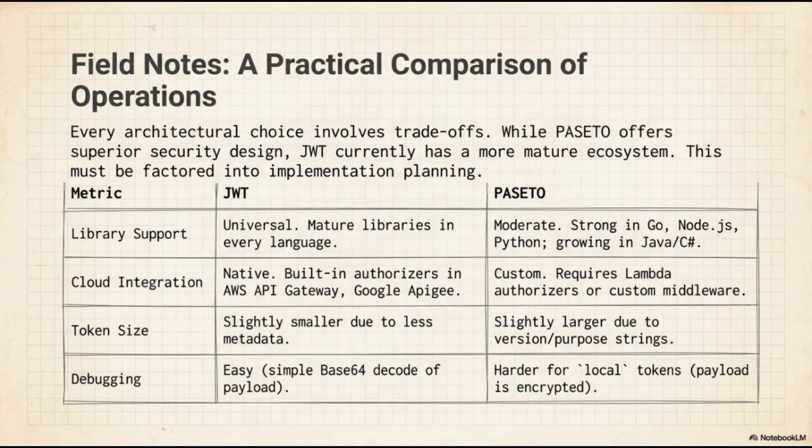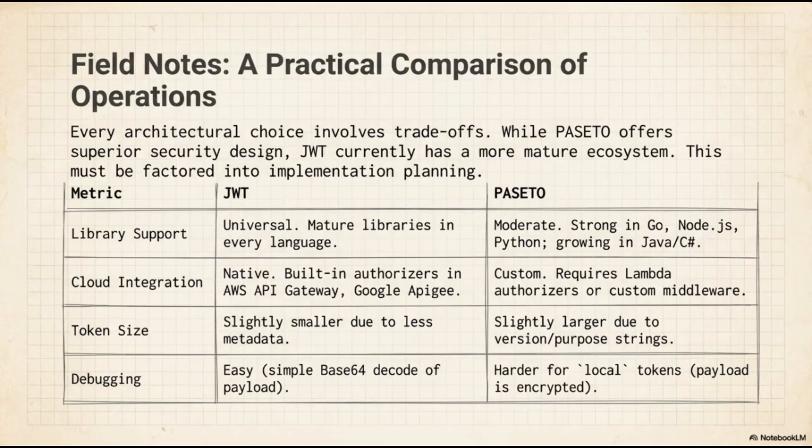This maturity extends to cloud integration. JWT is a plug-and-play solution with native built-in authorizers for platforms like AWS API Gateway and Google Apigee. PASETO, on the other hand, typically requires custom implementation, such as Lambda authorizers or custom middleware.